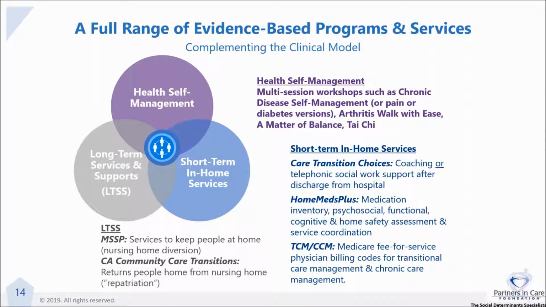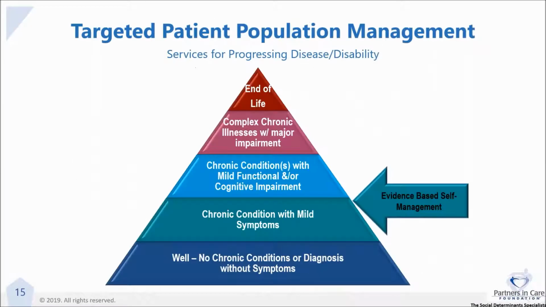And then finally, there's the programs that my area is responsible for, and that's the health self-management programs. And that's what I'm going to talk about in a little more detail for the rest of the presentation. The population that we target for these health self-management programs is really at the teal level of the triangle. They're chronic conditions with fairly mild symptoms. People, maybe on the first level of medication, they may not need medication yet.